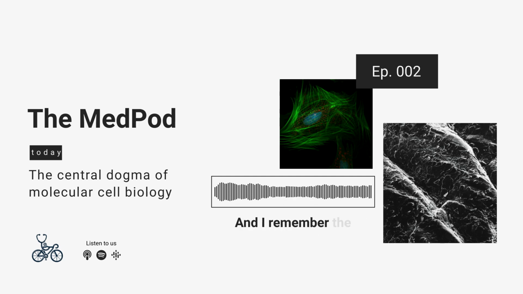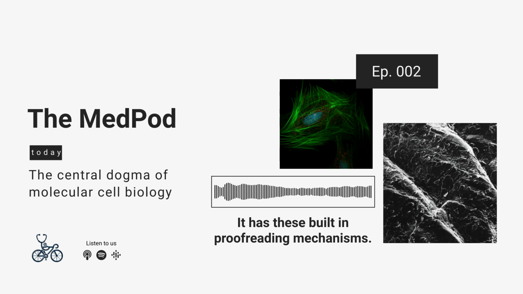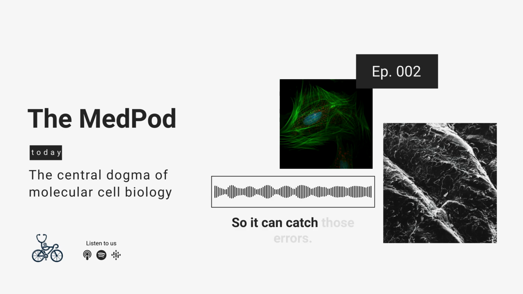Exactly. And I remember that DNA replication is super accurate because of those proofreading enzymes. Yes. DNA polymerase, that's the enzyme that does the copying. It has these built-in proofreading mechanisms. Wow. So it can catch those errors. It minimizes the error. Exactly.